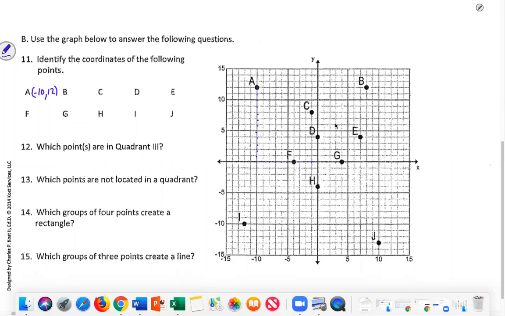B, okay, once you get better at this, you'll be able to go through this quickly. So 1, 2, 3, 4, 5, 6, 7, 8, and up 1, 2, 3, 4, 5, 6, 7, 8, 9, 10, 11, 12. So it's 8 and 12.